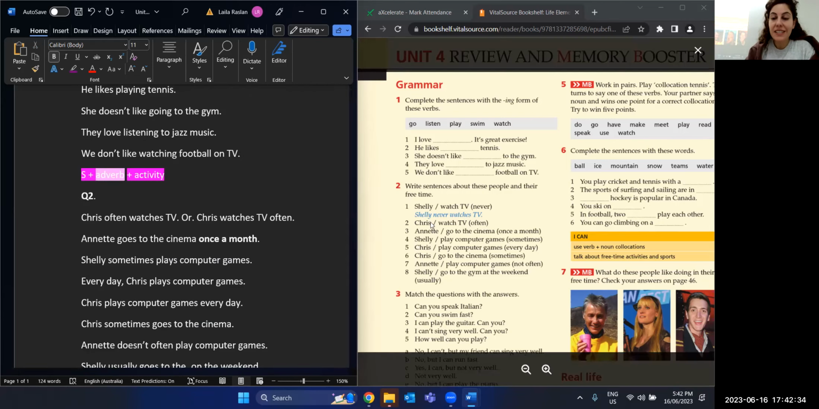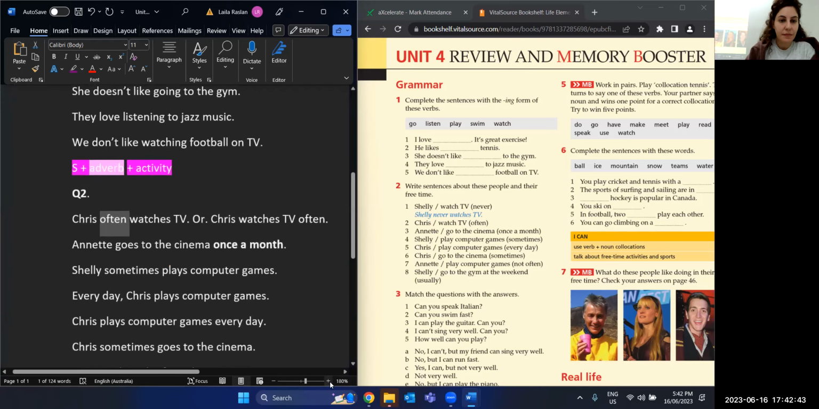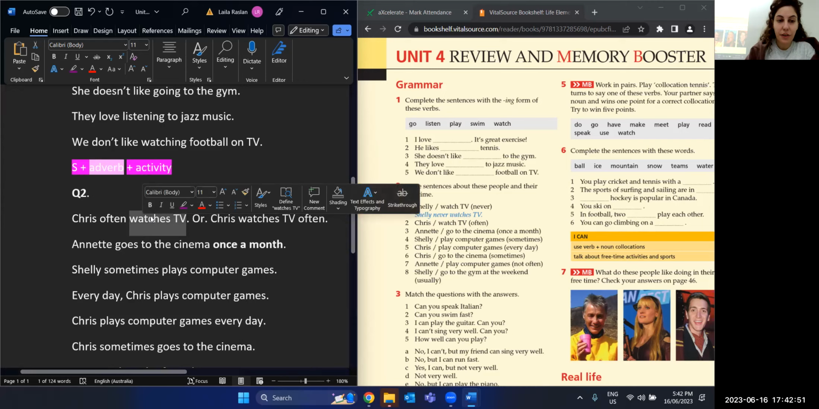Number 2, Chris often, so we put the often here, watches TV. So subject, and then the adverb, and the activity. You remember the activity? It has a verb and then the noun. Watches TV, going swimming, doing yoga. So Chris often watches TV.